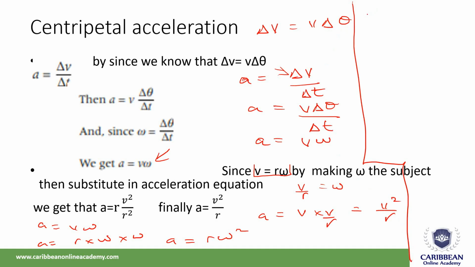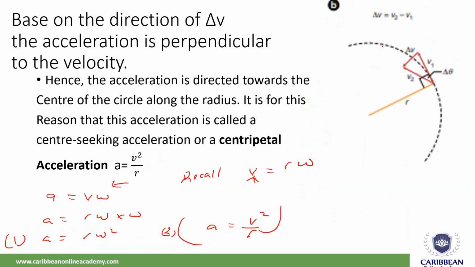The two main equations are a is equal to v squared upon r, or we can say a is equal to r times omega squared. This is the one that will be most used, right? But in some regards, you can use this to find the centripetal acceleration. All right? So yes, this just explains what we were talking about here.